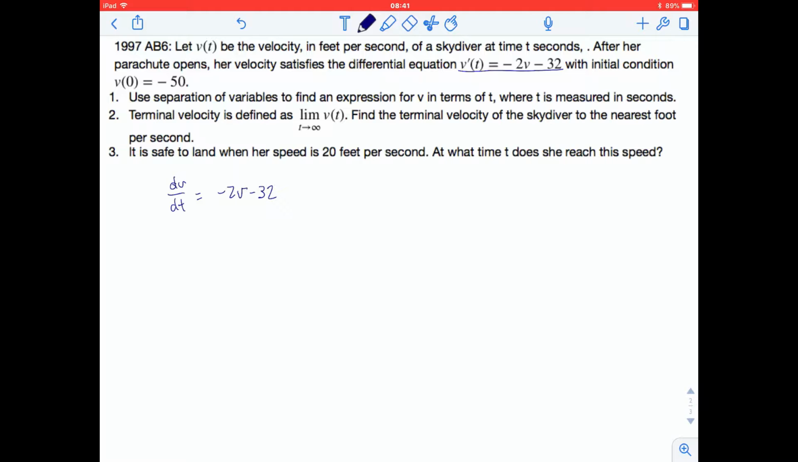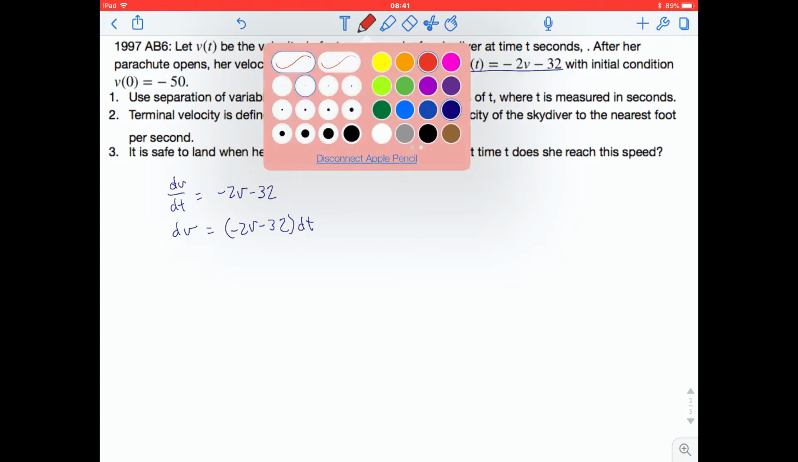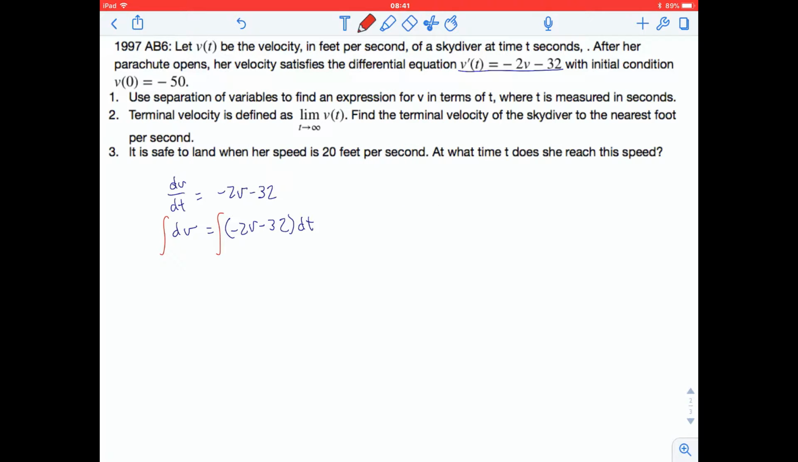And as with most of these differential equation problems, we want to see what methods we have available to us to solve it. The first thing we might want to try is to see if we can use an antiderivative. Unfortunately, we can't do that here, because if we multiply both sides by dt, we get dv is equal to negative 2v minus 32 dt. If we try to take the indefinite integral of both sides now, we see that we have two variables. We have a dt here, and we have a v there. So that doesn't work. So we can't just use an antiderivative for this. This means that separation of variables is our only option.